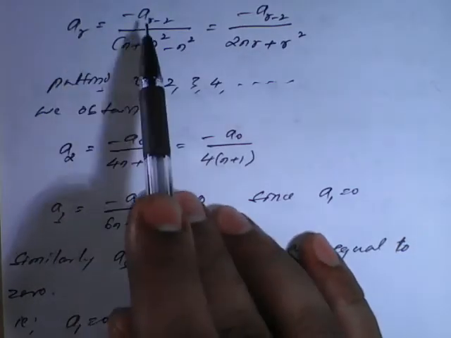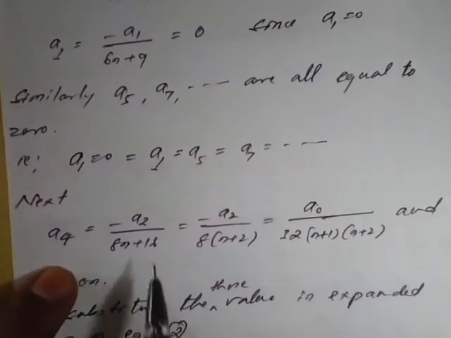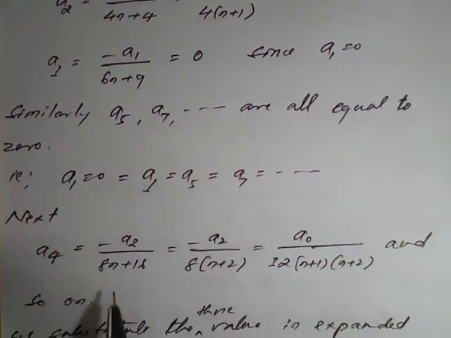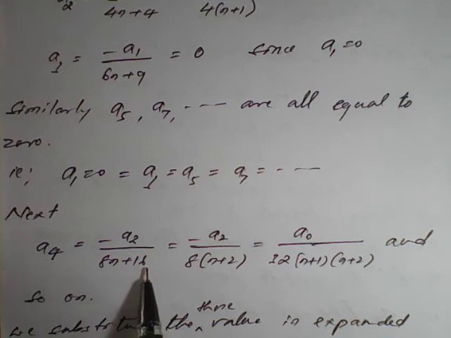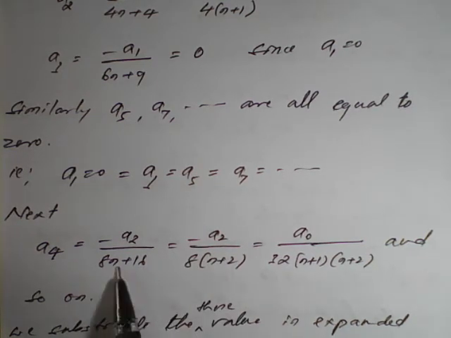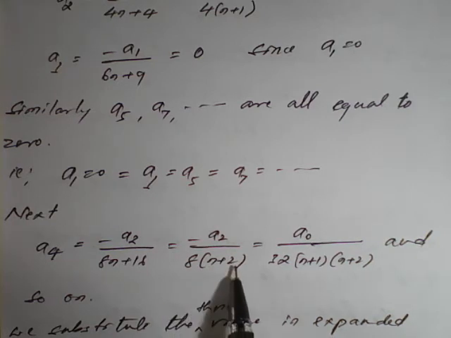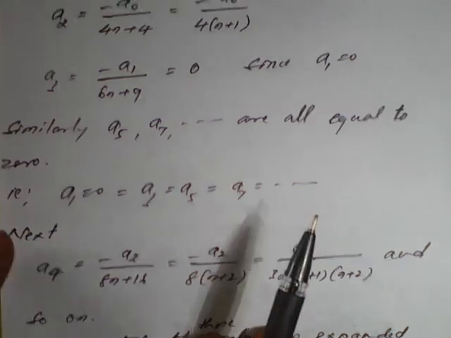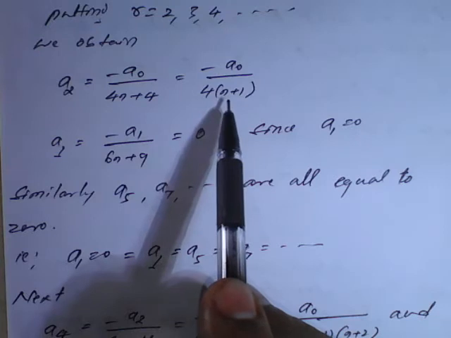So put r equal to 4. It will become a4 is equal to minus a of 4 minus 2, which is a2, upon, put r value as 4, (n plus 4) whole square minus n square. On simplification we will get 8n plus 16, which is nothing but 8 times (n plus 2). So a4 is equal to minus a2 upon 8 times (n plus 2). And a2 is nothing but, from the a2 formula, minus a0 upon 4 into (n plus 1).